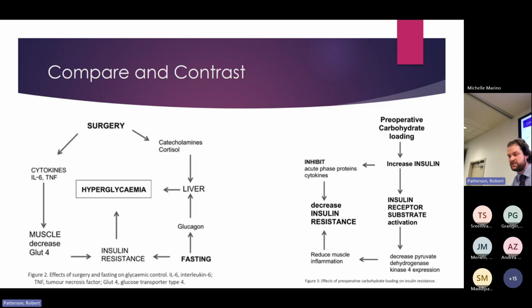Via these charts here, it's just the difference between the impact of surgery and prolonged fasting and how it can lead to insulin resistance. So you release endogenous catecholamines that affect the liver. With fasting, you'll release glucagon, and then also with surgical stress, you'll get inflammatory mediators and cytokine release that will also lead to insulin resistance. Via the picture on the right, the carbohydrate loading will increase insulin secretion, which will then decrease the insulin resistance. And also with the receptor activation, you'll get decreased muscle inflammation.